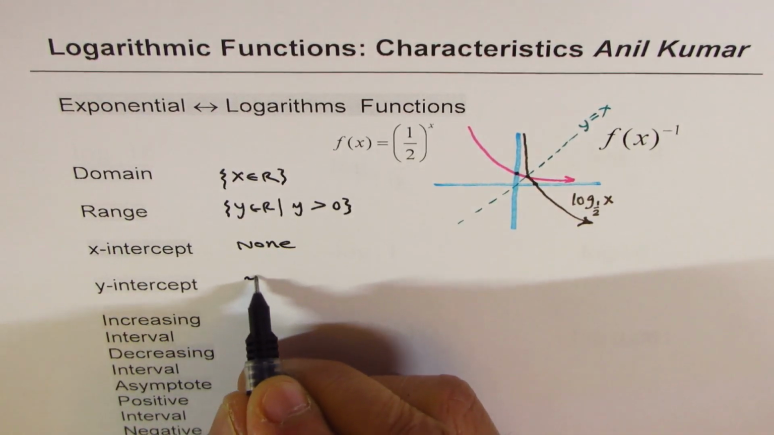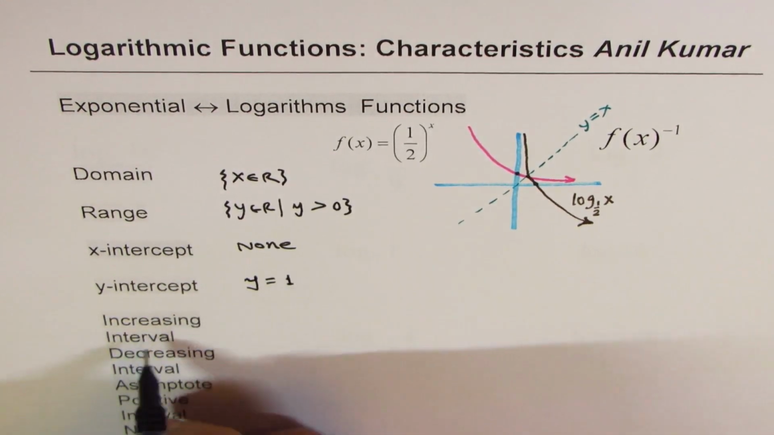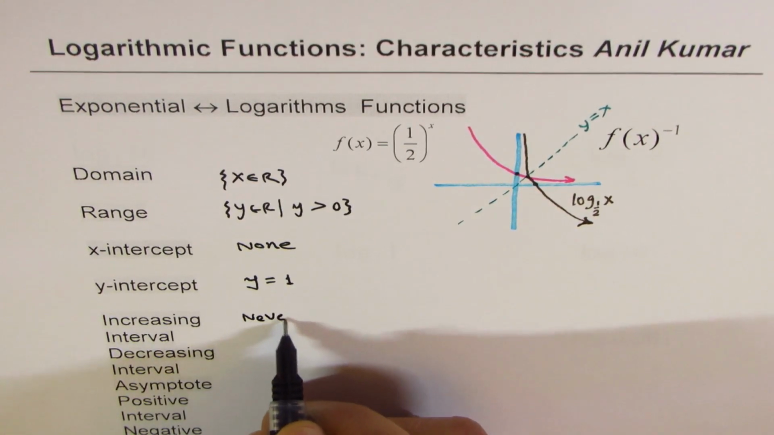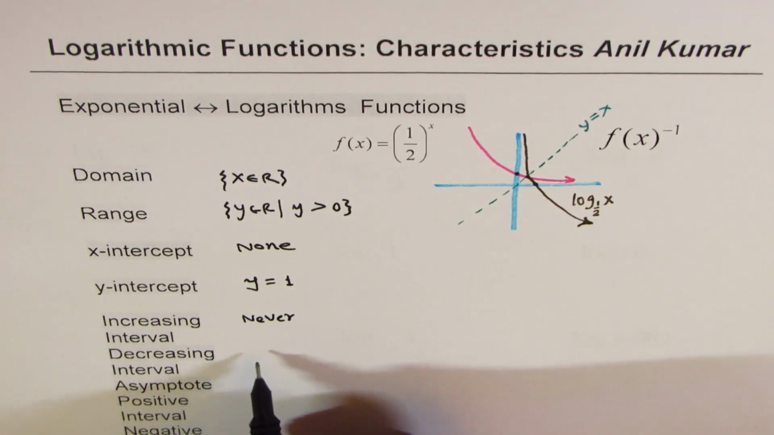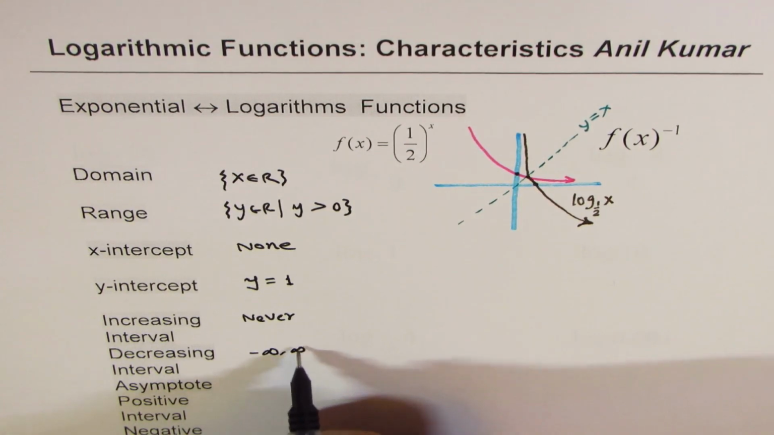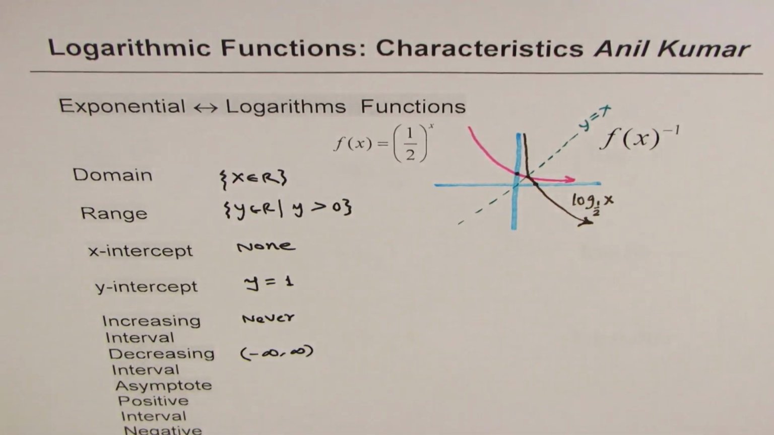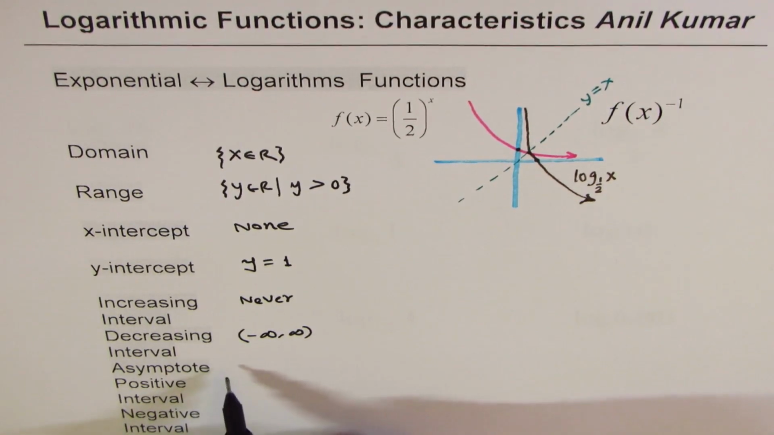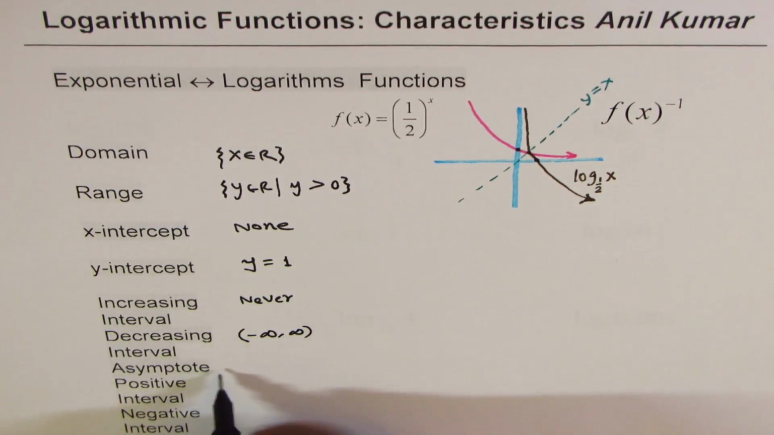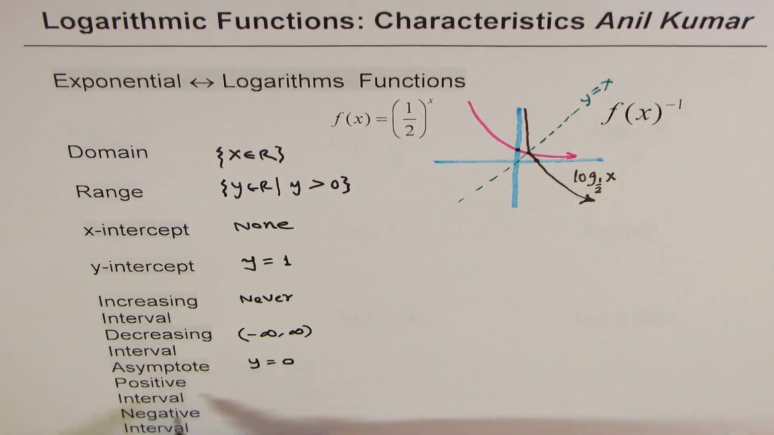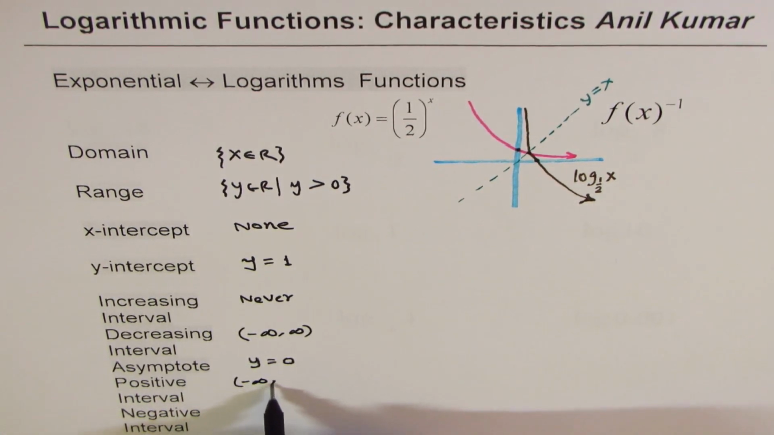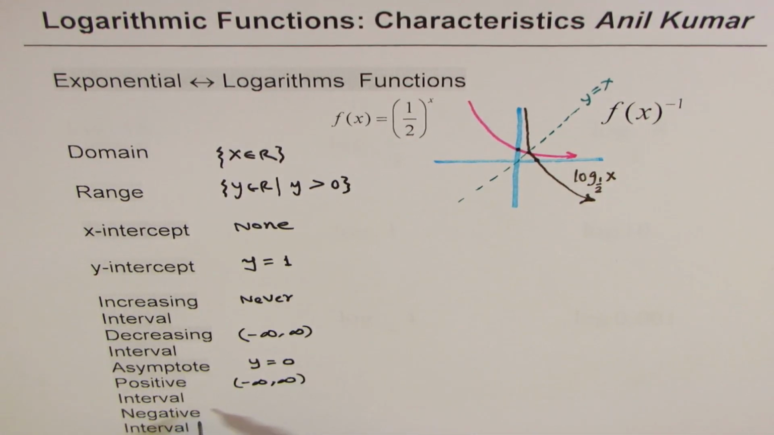Y-intercept is at y equals 1. Increasing interval, it is never increasing, right? Decreasing interval, it is from minus infinity to plus infinity. It is always decreasing. Let me push the page a bit. Asymptote, we have a horizontal asymptote, which is y equals 0. Positive interval, it is positive always, from negative to positive infinity, and negative interval none, right?